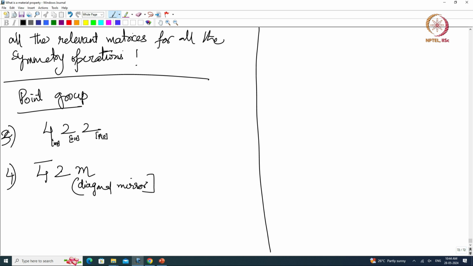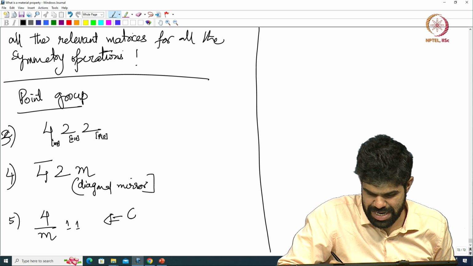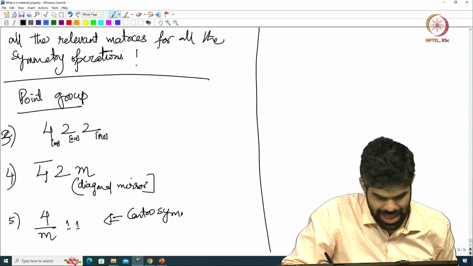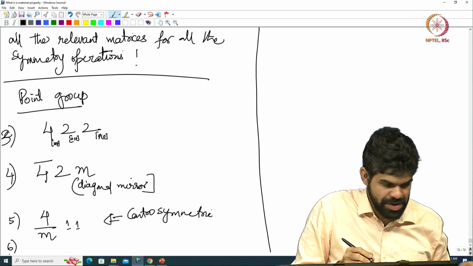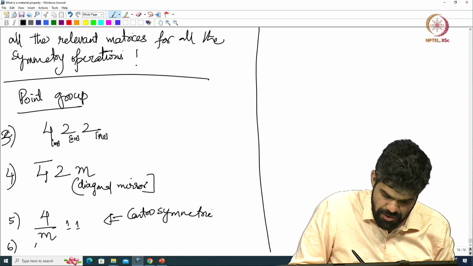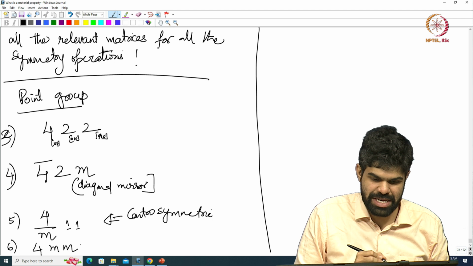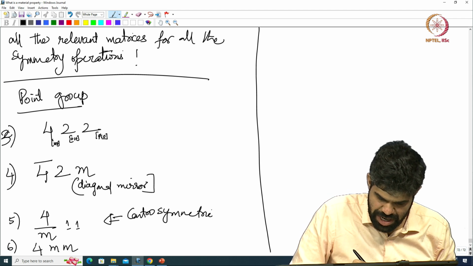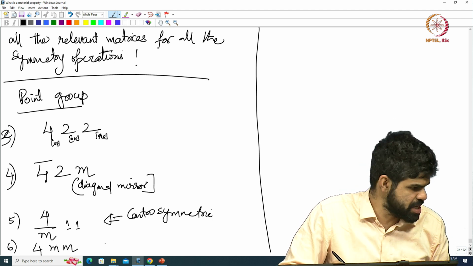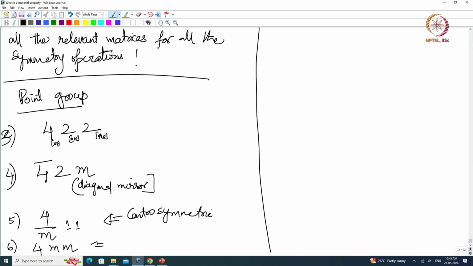So, the other one I can do is just 4 fold with M, that is, 4 by M. So, I have a 4 fold axis of symmetry which is cut with M, and then this one will be centrosymmetric. The other point group I can have is, instead of having 4 2 2, I can have 4 M M. If I have 4 and M, the other diagonal mirror comes for free, and that is not going to be centrosymmetric.